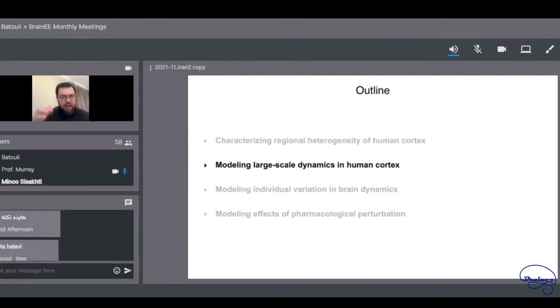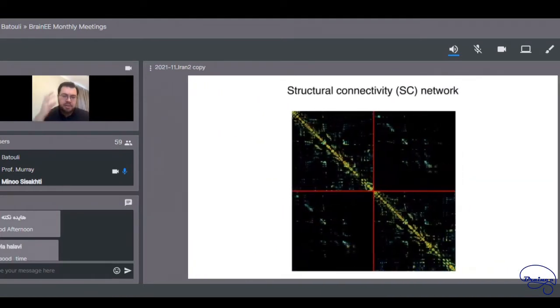All right, so how can we now bring this to our models of large-scale brain activity in neuroimaging? The idea that we're going to take is that we have some idea of, again, the structural connectivity, right? In this network, how are different nodes wired together?